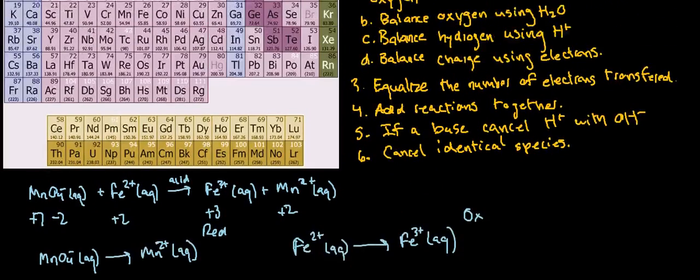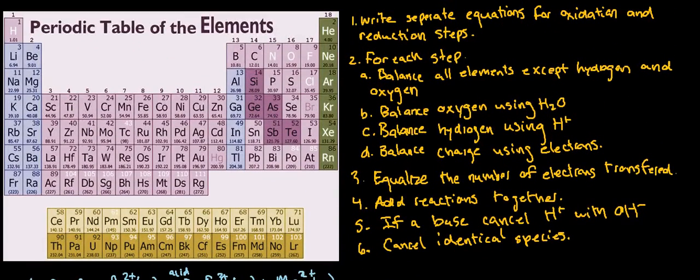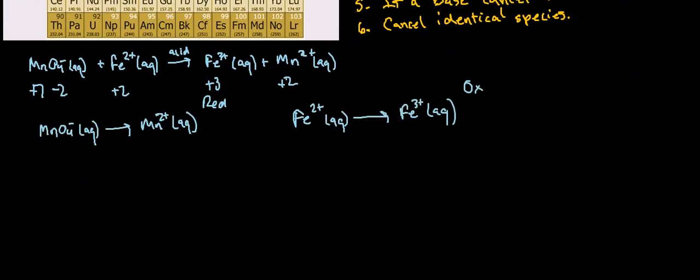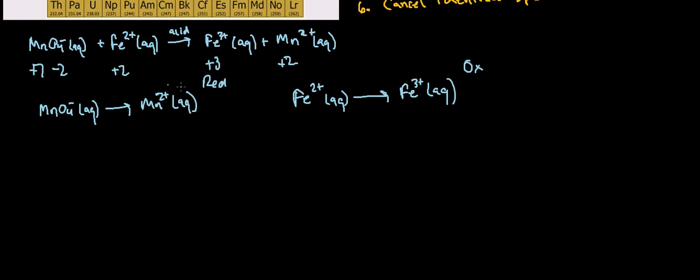So let me go back up to my chart. I already know how to do this, but just so I can show myself step by step. So I've written them out in separate equations, so that's done. Now for each step, balance all elements except for hydrogen and oxygen. So I'm going to do that first.